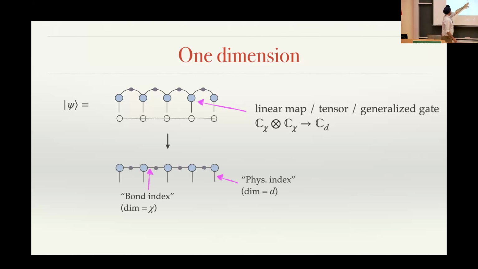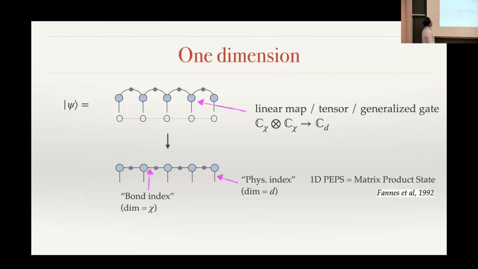There's some language here. This index, which gets multiplied between tensors, is called a bond index, and has dimension chi. That's the dimension of a Bell state. These indices are called physical indices. In one dimension, the state that you get on the lattice by this preparation is called a projected entangled pair state. But in 1D, a PEPS is also called a matrix product state.